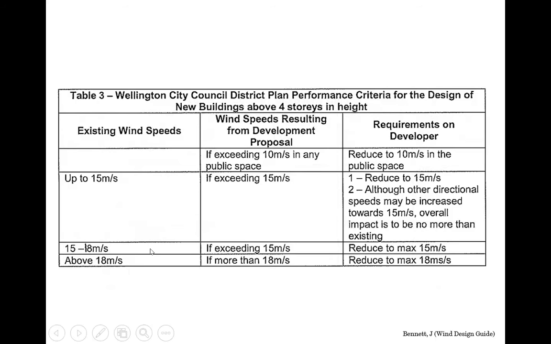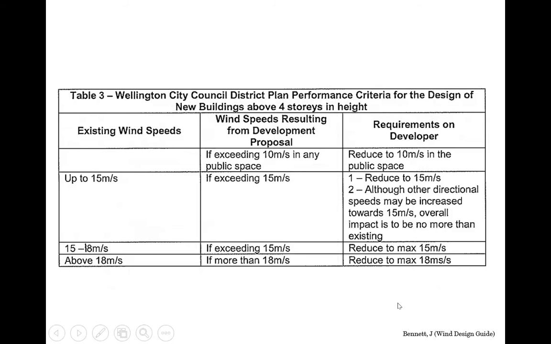And it's the same. We've got 15 to 18 here. If the existing wind speed is 15 to 18 metres per second, and your design is creating a wind exceeding 15 metres per second, you actually have to reduce it to 15 metres per second. So you actually have to make the wind velocity lower than the existing. If it's above 18 metres per second, you have to just make sure that you don't make it any worse. So you have to reduce it. In fact, you have to reduce it to 18 metres per second.